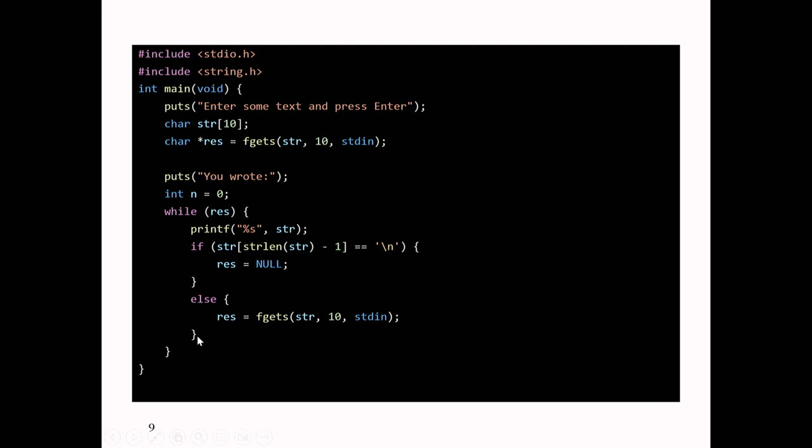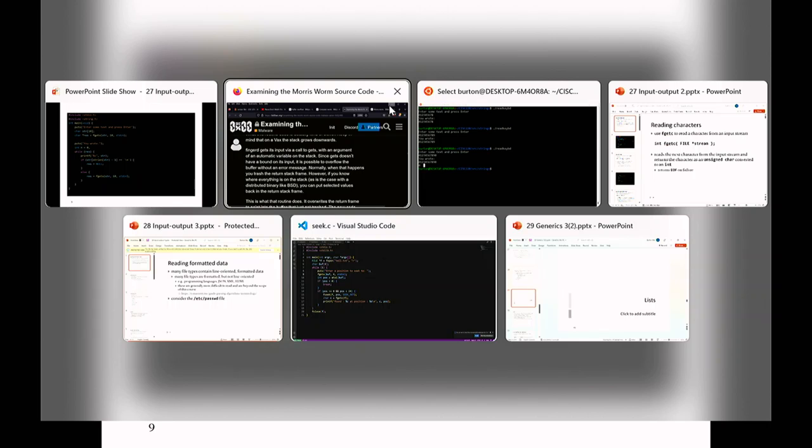Now, how do I know that I've gotten to the end of their input? We told them to enter some text and press enter, so I know their input ends with the new line character. So what this loop does is it constantly calls fgets, and it looks for the new line character at the end of str. When it sees the new line character at the end of str, it knows that that's the end of the input.